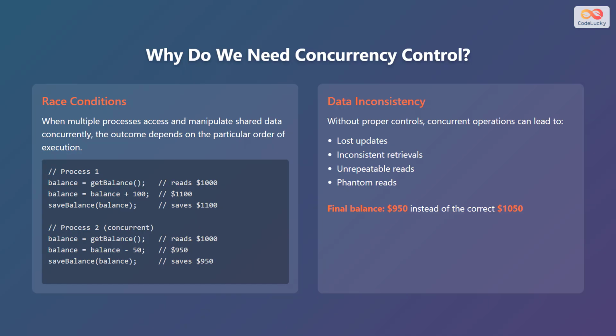Process 1 gets the balance, which is $1,000, and tries to increment it by $100. Process 2 at the same time gets the balance, which is still $1,000, and tries to deduct $50 from it. Without proper controls, concurrent operations can lead to data inconsistency, such as lost updates, inconsistent retrievals, unrepeatable reads, and phantom reads. The final balance becomes $950 instead of the correct $1,050.